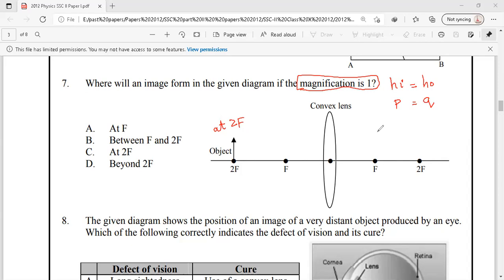So if we recall all the cases that we have done in image formation by a convex lens, we have studied that whenever an object is at 2f, its image is always formed at 2f on the other side of the lens, that is equal in size to the object, real and inverted. So the correct answer is option C.